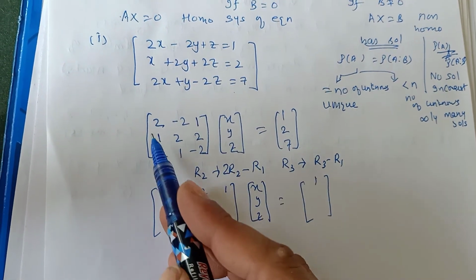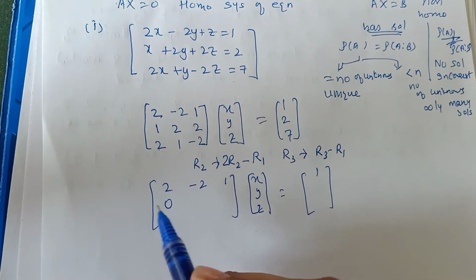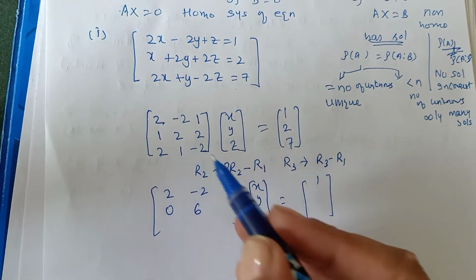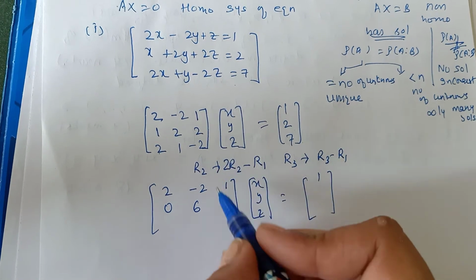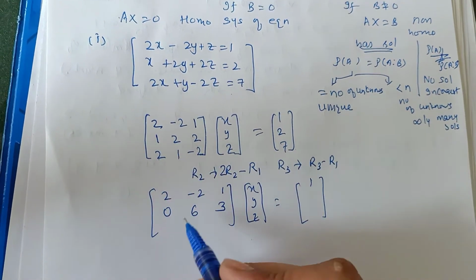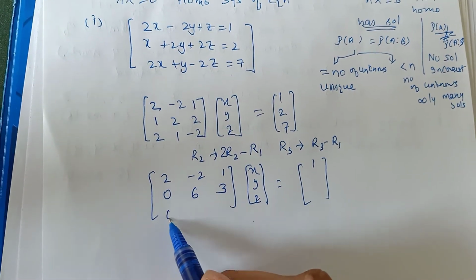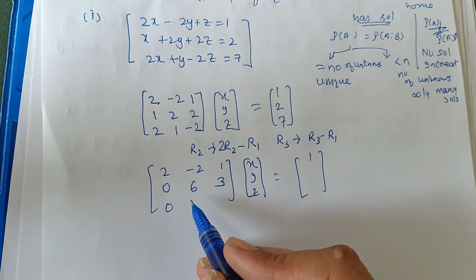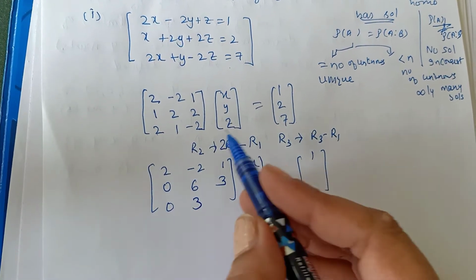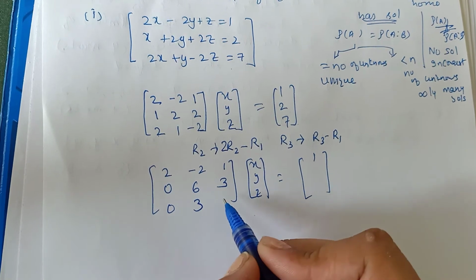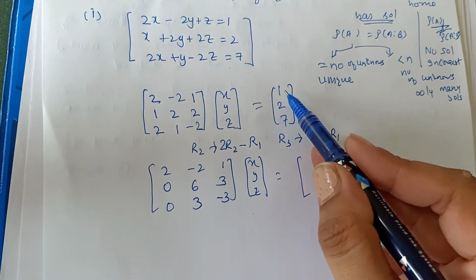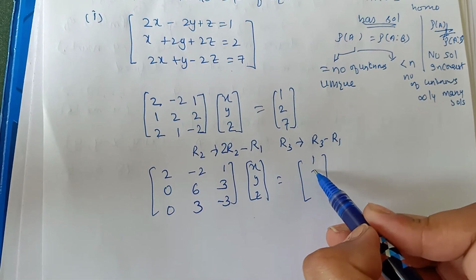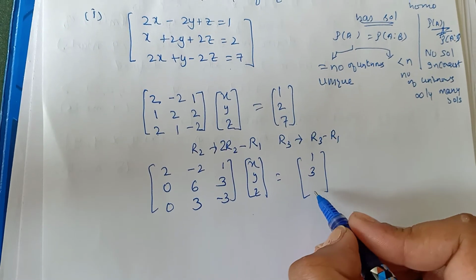So this is 2 minus 2, 0, 4 plus 2 will be 6, 4 plus 4 minus 1 it will be 3, 2 minus 2 this will be 0, 1 plus 3, 2 minus 2 minus 1 minus 3, and this is 2, 4 minus 1, 3, and this is 7 minus 1, 6.